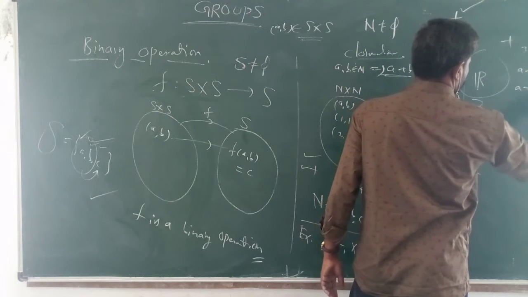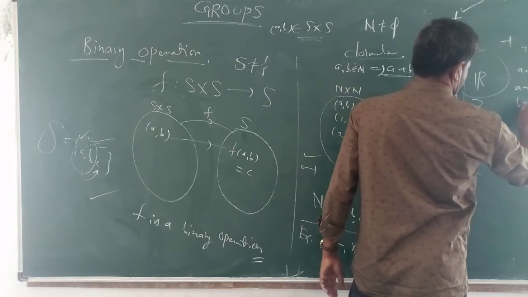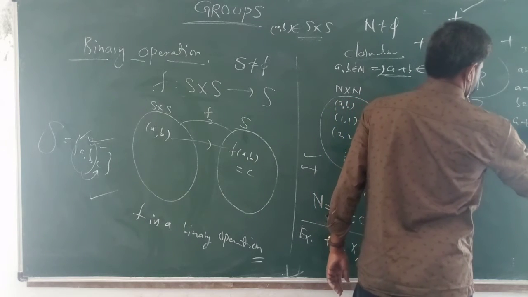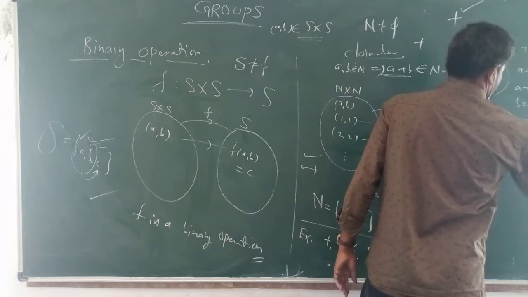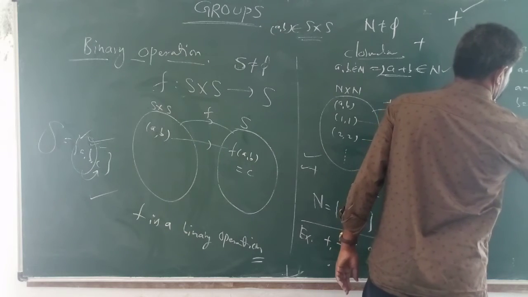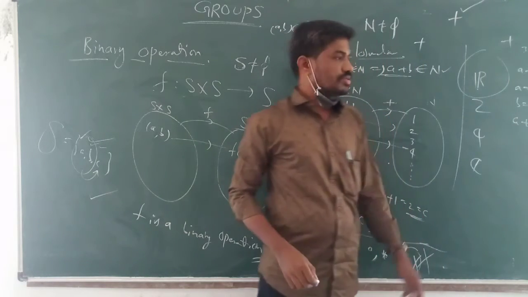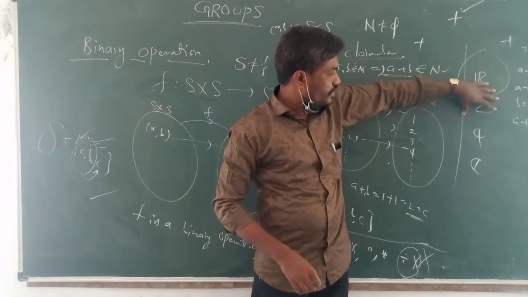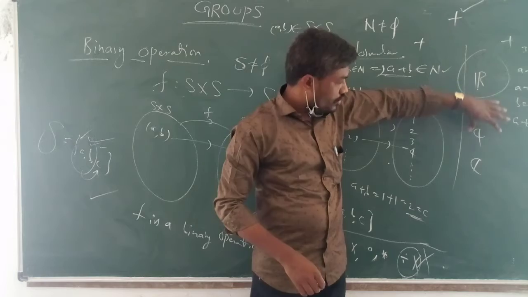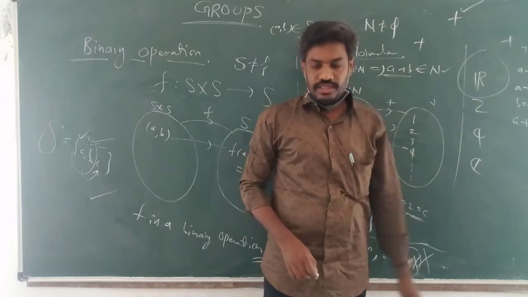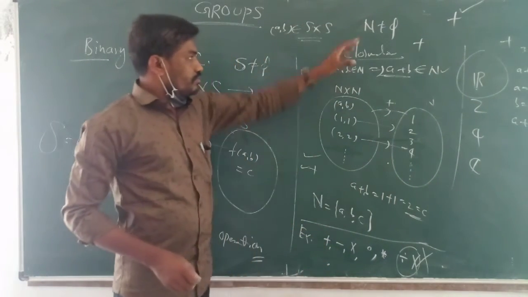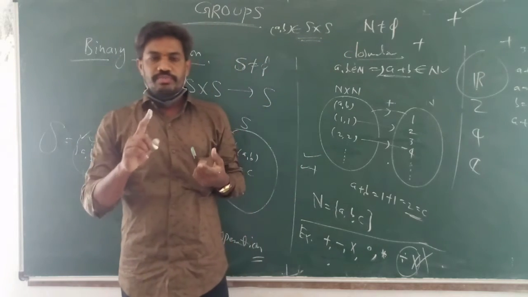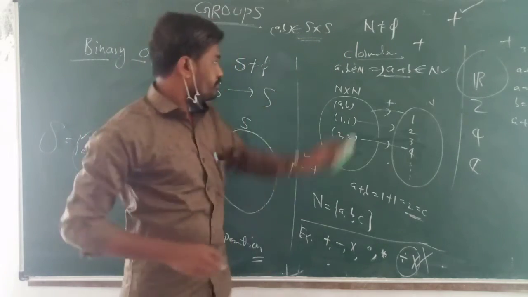Next, a is equal to root 2, and b is equal to root 2. So a + b, root 2 plus root 2 is equal to 2 root 2. It belongs to real numbers. So the binary operation is satisfied for the set R, and also Z, Q, and complex numbers. So these are some important definitions, very important on binary operation. Next, closure property, associative property.